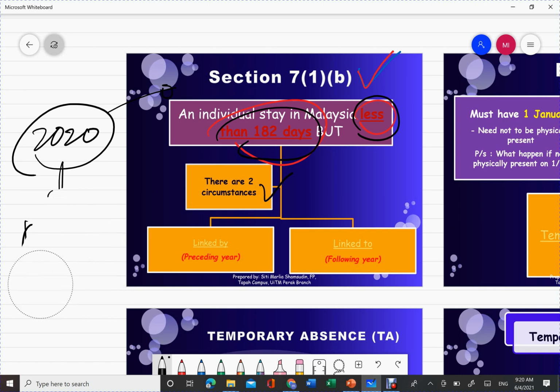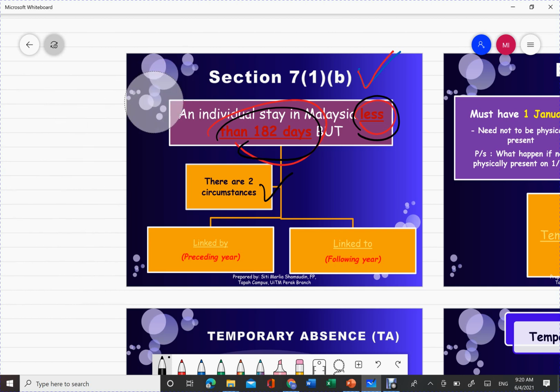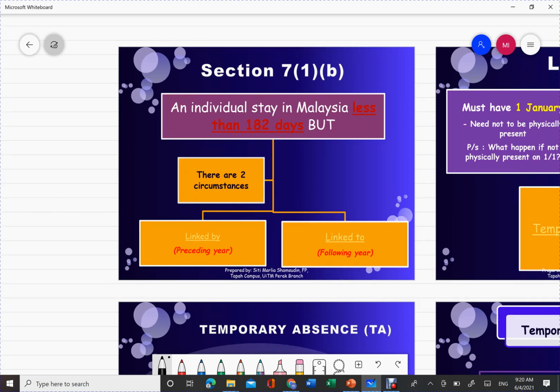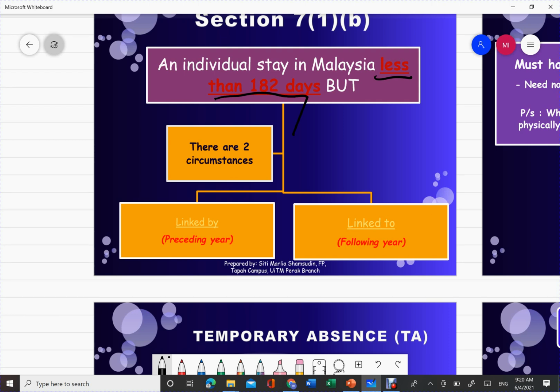So we assume this time that the person is not a resident. For year 2020 under section 7(1)(a), he is not qualified, because the number of days that he stayed in Malaysia is less than 182 days. So he might be entitled to be a resident in Malaysia by virtue of section 7(1)(b). But there are conditions. For section 7(1)(b), the year in question is year 2020, the year we are going to find out whether that person is a resident or not.